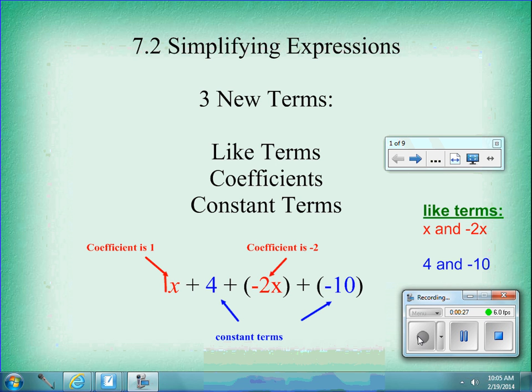So notice, in our first coefficient, the coefficient is 1 because there is an understood 1 in front of the x. Our next coefficient is -2. The 4 and the -10 are both called constant terms. We're going to go into greater detail about coefficients and constant terms, and then how to determine which are considered like terms.